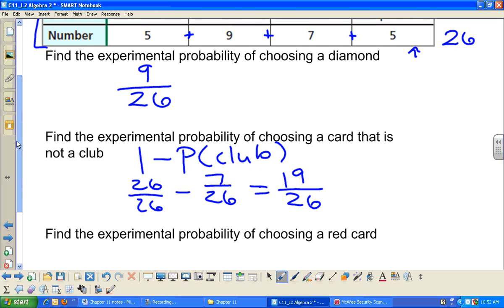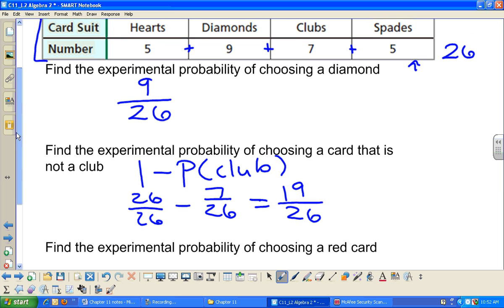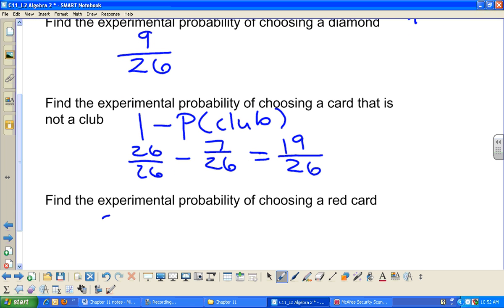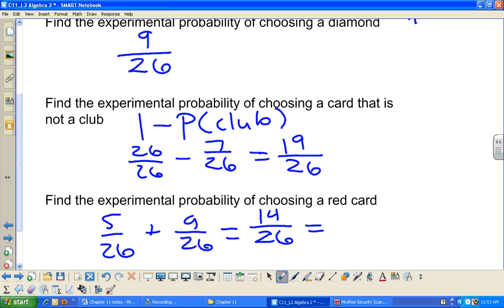Find the experimental probability of choosing a red card. That's going to be hearts and diamonds. So I'll have 5 out of 26 for the hearts and 9 out of 26 for my diamonds, which would give me 14 out of 26. And you should always reduce your fraction when possible.